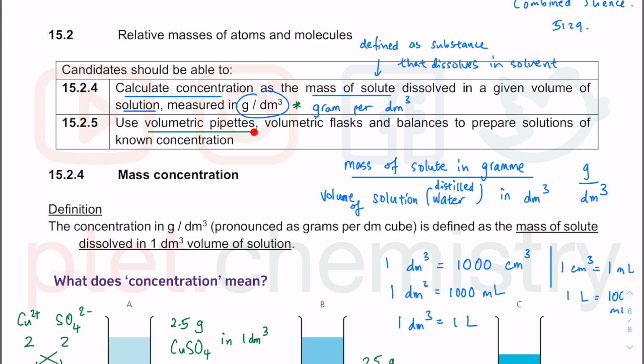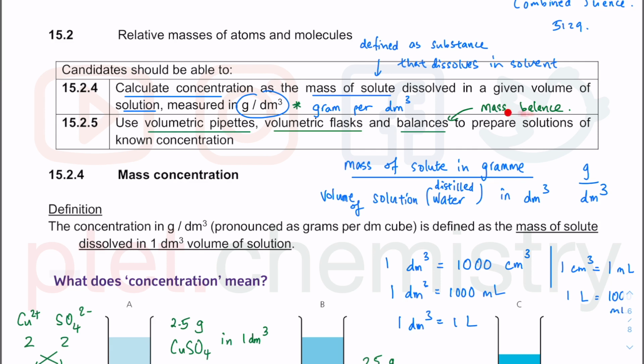pipette. Pipettes are basically the plural, and you need to know volumetric flask, balances. Balances here refer to mass balance because you are using it to measure mass. So pipette, volumetric flask, and also balances. You need to prepare solutions of known concentrations because we know it's something to do with masses. So we need to measure a mass using a mass balance.